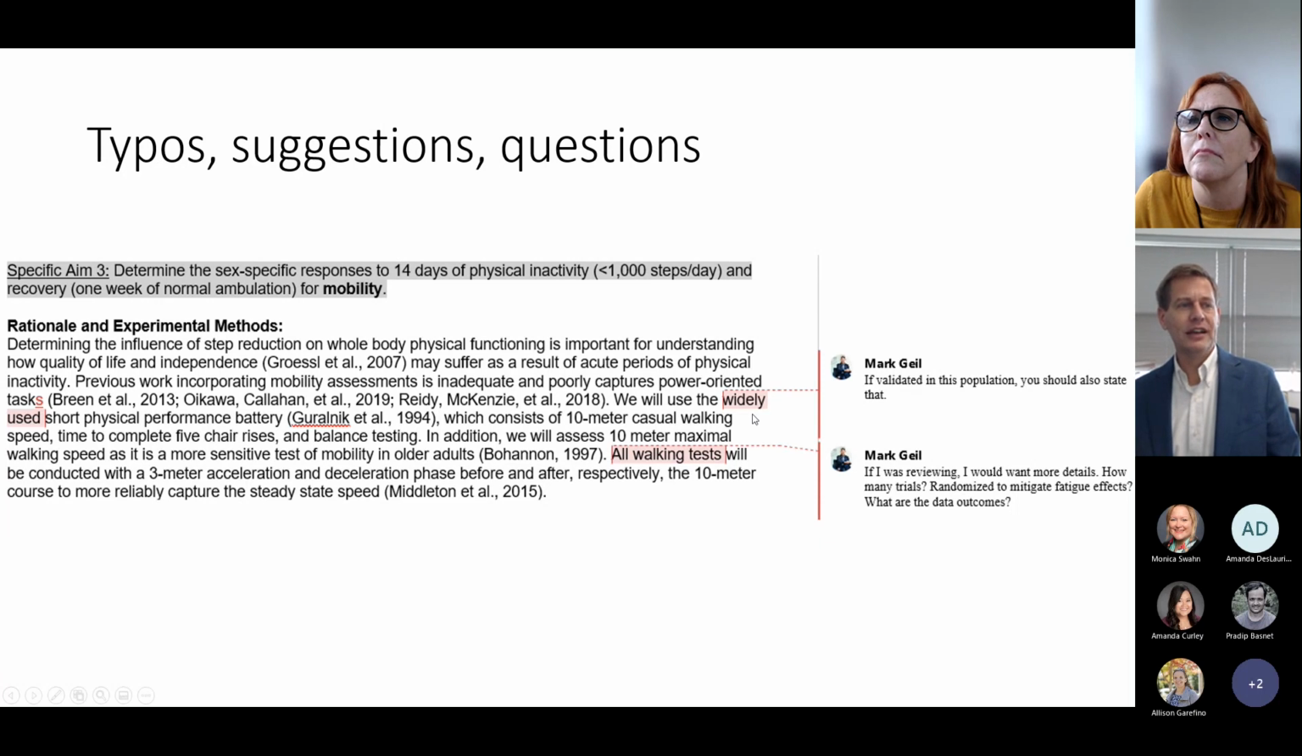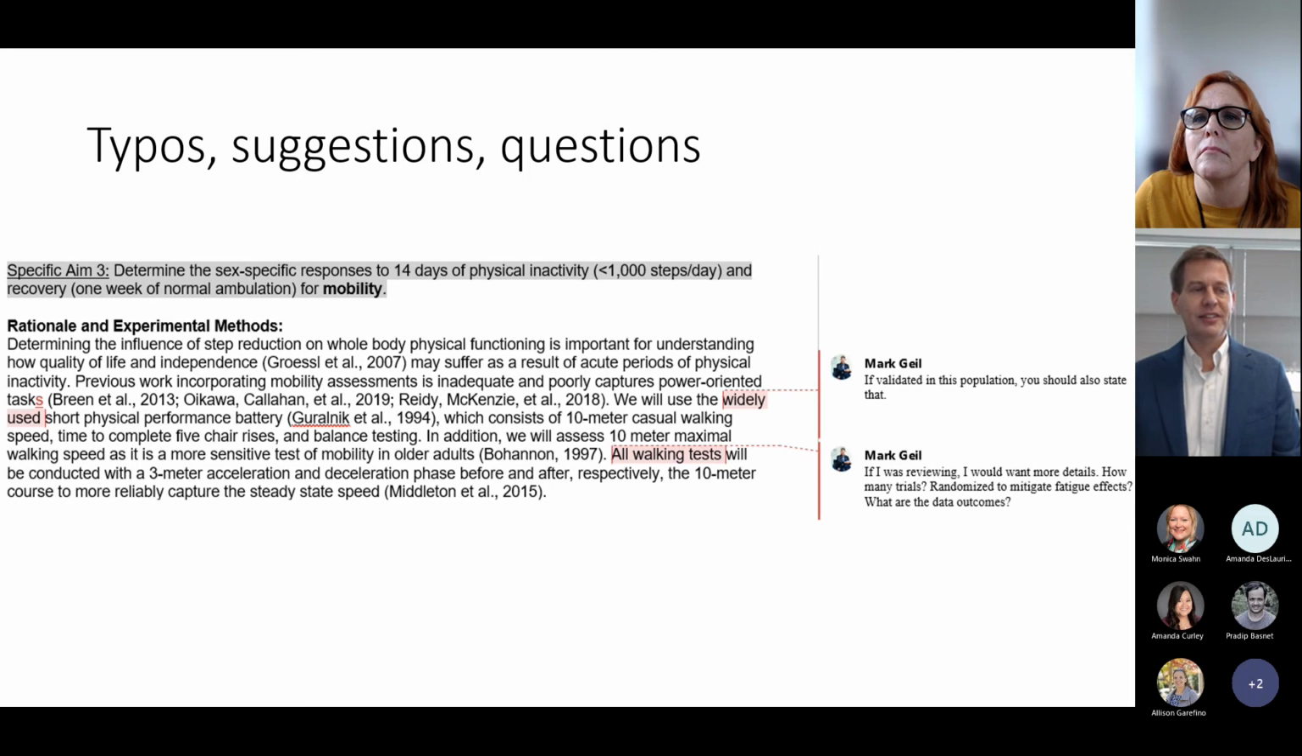I made a little note that the author said we will use a widely used short physical performance battery. If that's something that's validated for this population, that's more powerful than to say it's widely used. So that's a little suggestion you can make. And then you can ask questions.